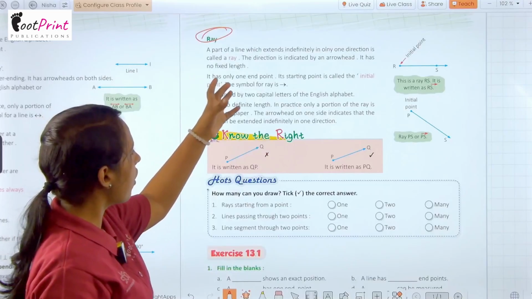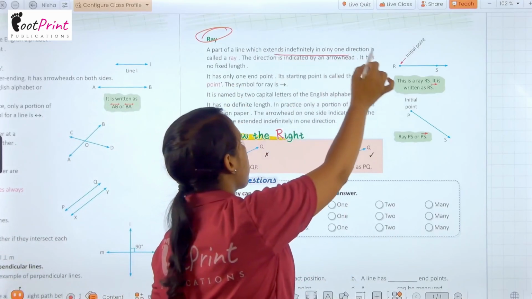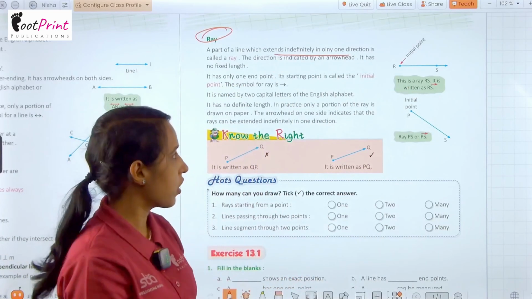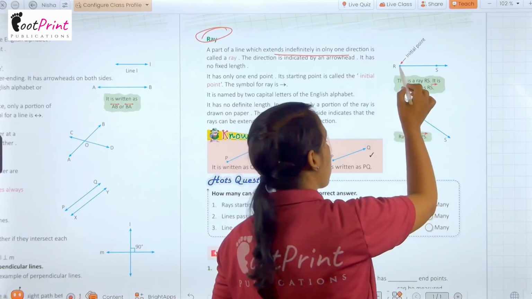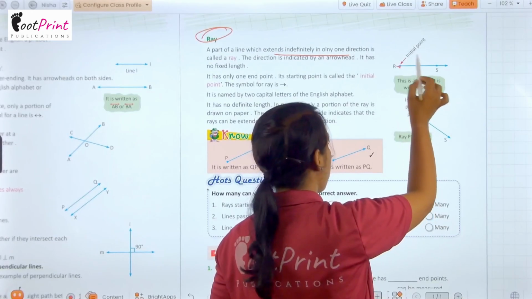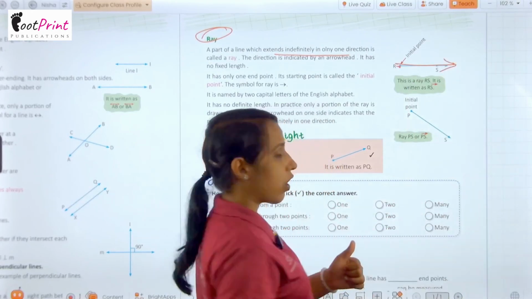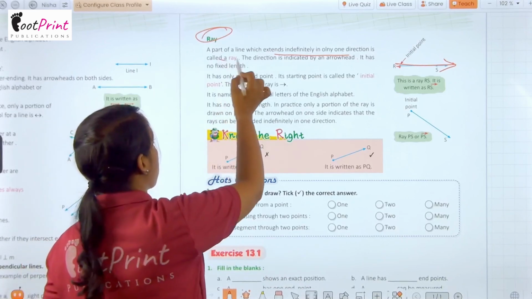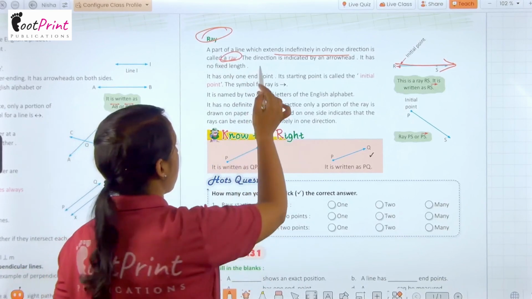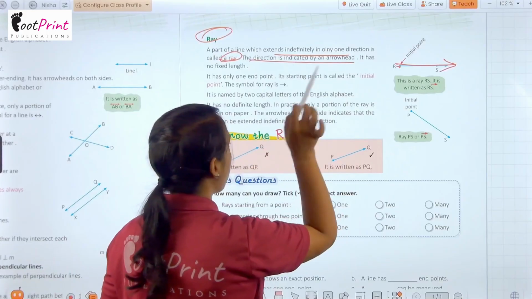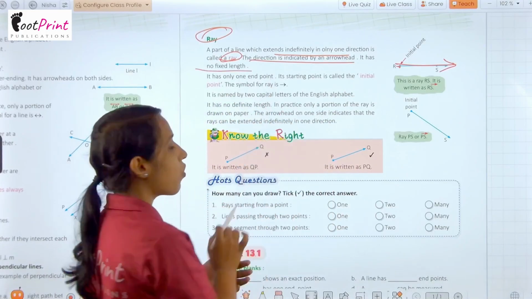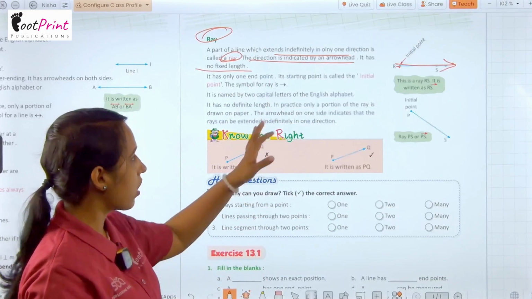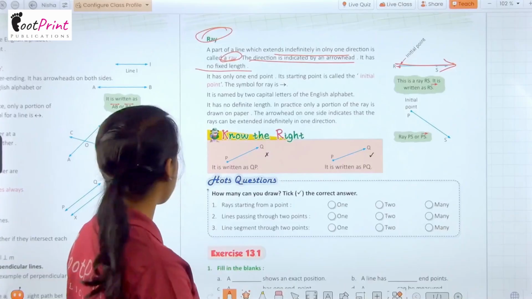Now we have ray. So a part of a line which extends indefinitely in only one direction. So ये part of line होता है जिसमें एक initial point होता है और एक extend point होता है, तो इसको हम एक direction में कितना भी extend कर सकते हैं. So we call it ray. The direction is indicated by an arrowhead. It has no fixed length. तो उसकी कोई भी fixed length नहीं होती है.